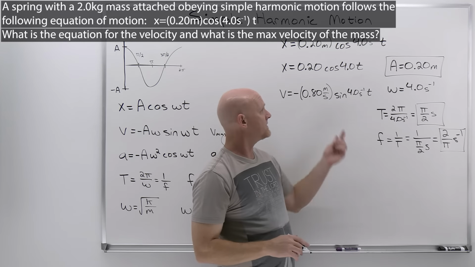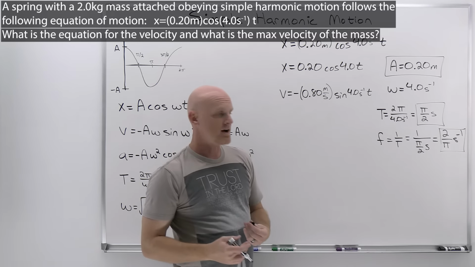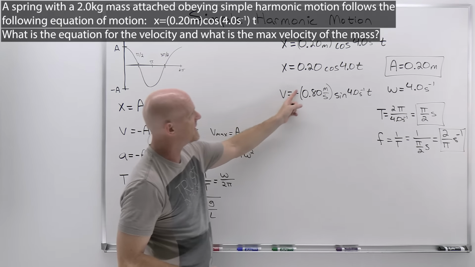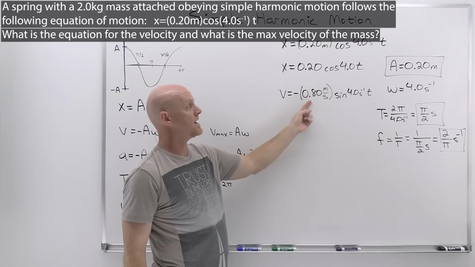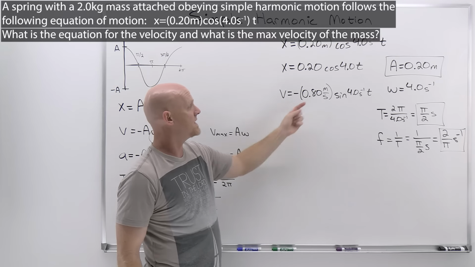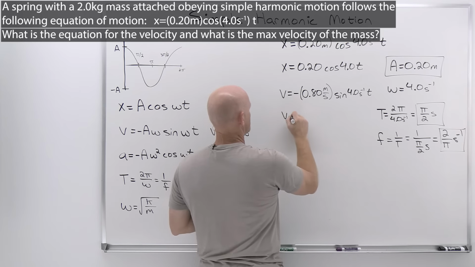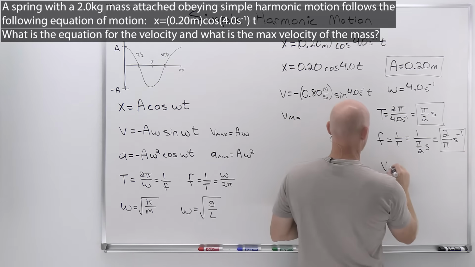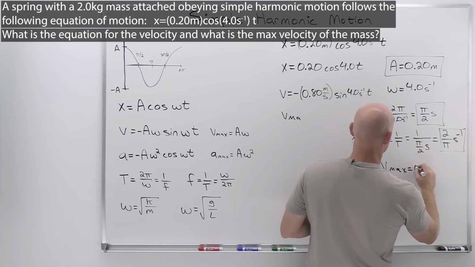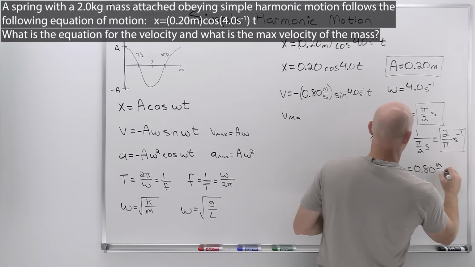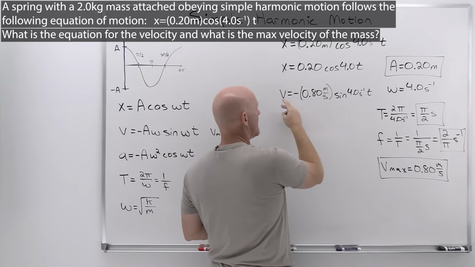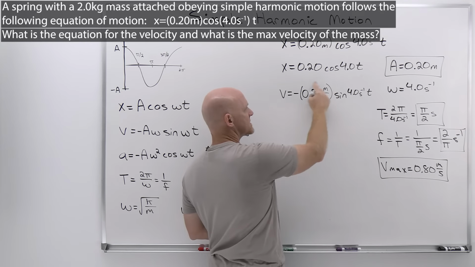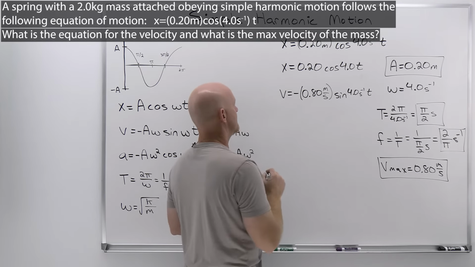All right, so there's the velocity equation, and then we wanted the max velocity. And if you recall, the max velocity is just the amplitude on the front, the a times omega, which, because I already multiplied them together, is evident right from the equation. And that max velocity, actually, I'm going to write that over here. Max velocity is just simply going to be 0.80 meters per second. It's the amplitude of that velocity equation, which is just the coefficient out in front of the sine function.